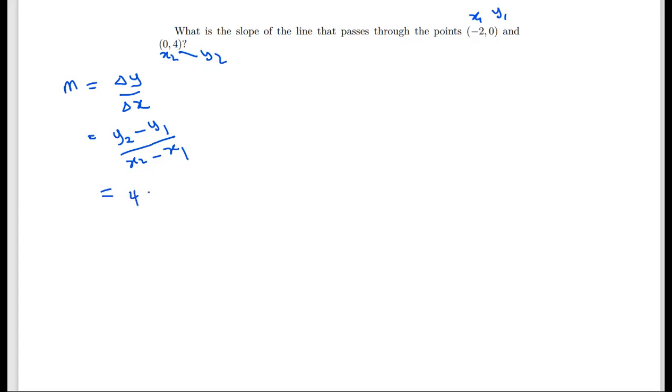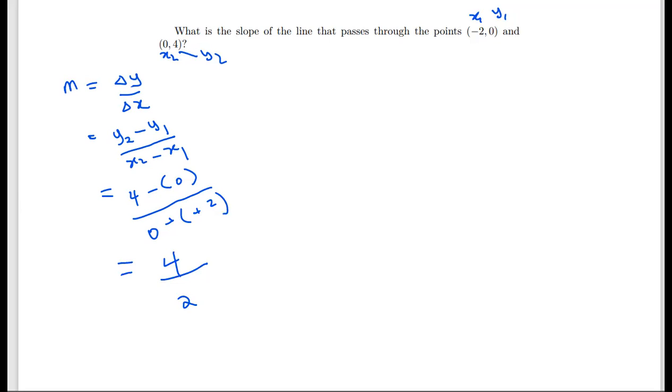So we do 4 minus y1, which is 0, divided by x2, x2 is 0, minus x1, which is -2, right? So 4 minus 0 is just 4, because subtracting 0 from any number just gives you that number. And then remember what we said again about when you have a negative sign following a negative sign, these collude to become one positive sign. So that is 4/2. So a lot of these are coming out to have a slope of 2.